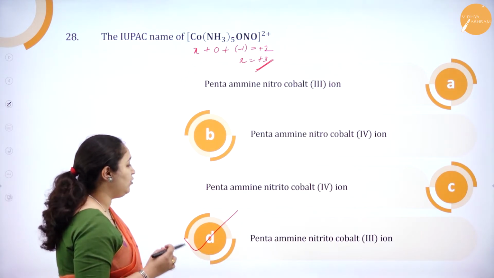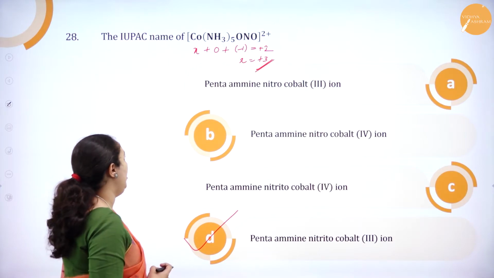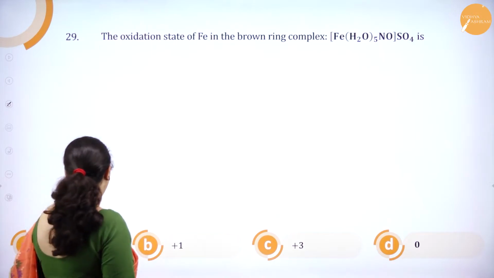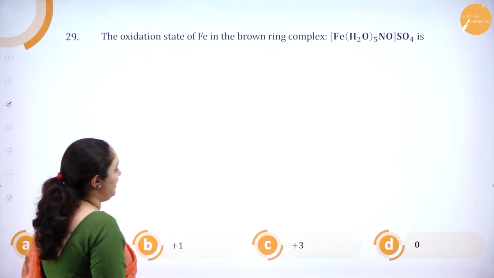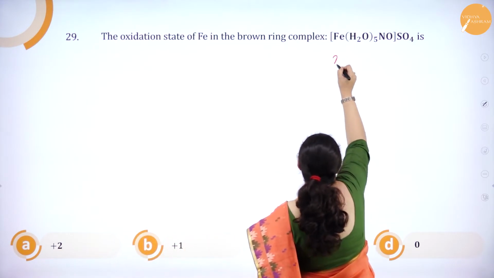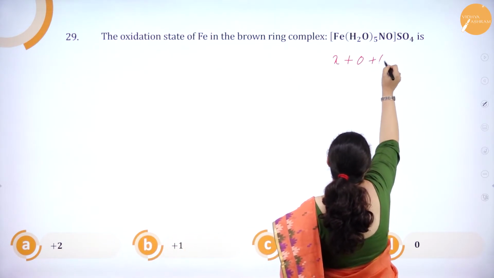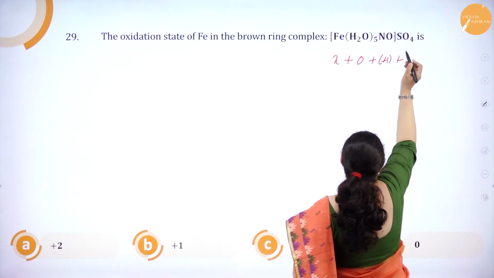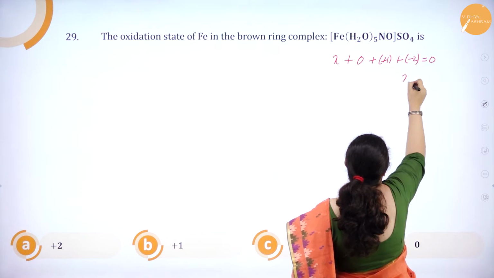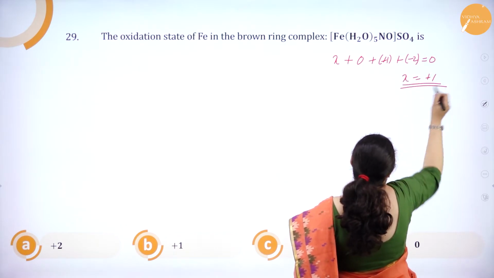Pentaamine nitrito-cobalt(III) ion. The oxidation state of iron in the brown ring complex is given as +2, +1, +3 and 0. If I calculate the oxidation number here, it is X + 0 + 1 + (-2) = 0. So this is -1, X is equal to +1.